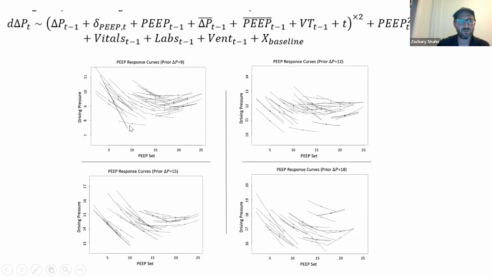And then the line shows what our model predicted would happen, given decreased PEEP to this side, to whatever the x-axis label is, or increased. And you can see that U shape in these individuals that was predicted by physiology. So these are all people who had prior driving pressure equals 12. All these people had prior driving pressure equals 9.